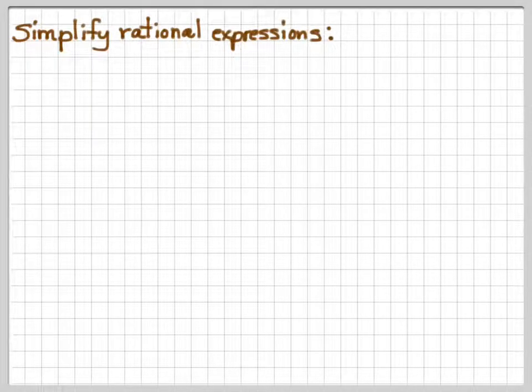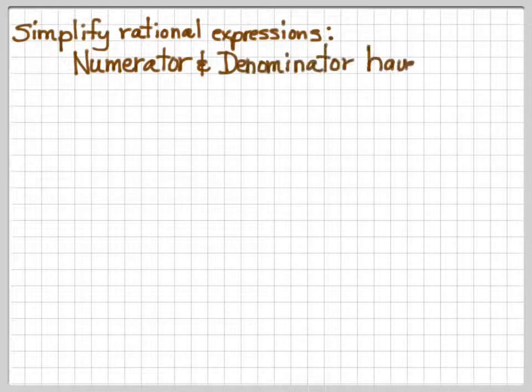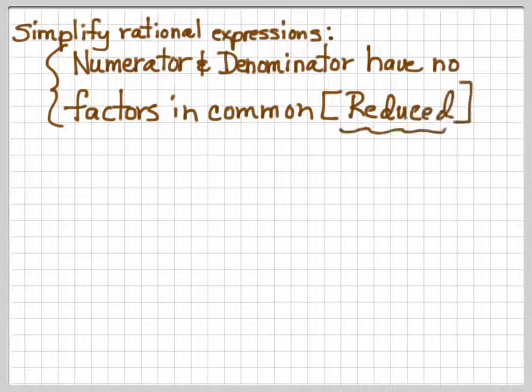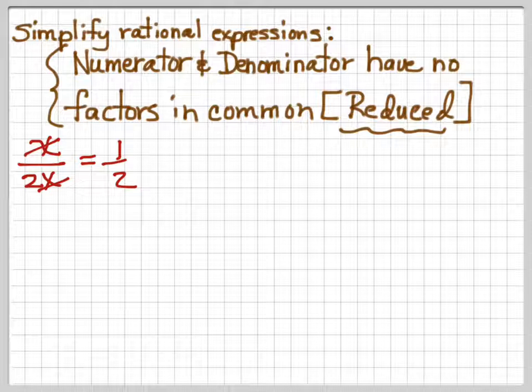All right, now we need to simplify rational expressions. The numerator and denominator have no factors in common. This is the first possibility. They have no factors in common. In other words, they're both totally reduced. So if we have x over 2x, well, we can cancel out the x's, and that would simplify it. So this would be 1/2.